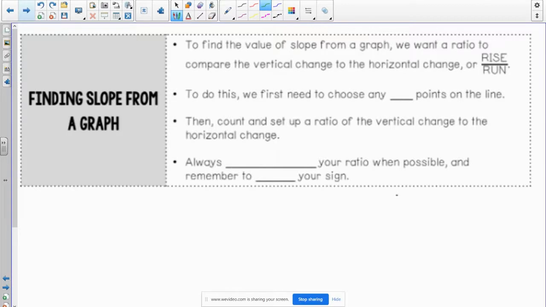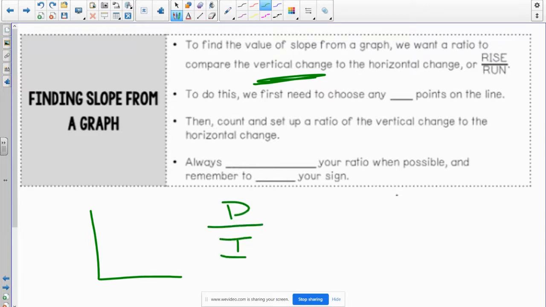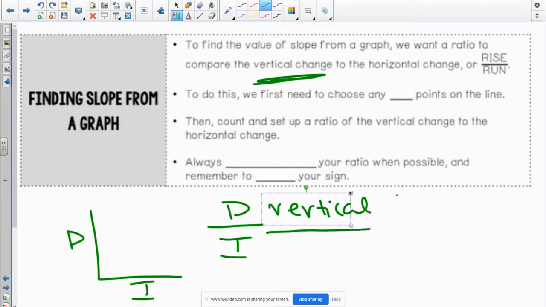So it says to find the value of a slope from a graph, we want a ratio to compare the vertical change, kind of like I just taught you when we're looking at dependent. You're going to look at the dependent, I'll just put D, over the independent. Remember, this is dependent, this is your independent. So that ratio is dependent over independent, or we know it as the vertical change. So this is vertical. I'll write this here. The vertical change over, and the independent is horizontal.